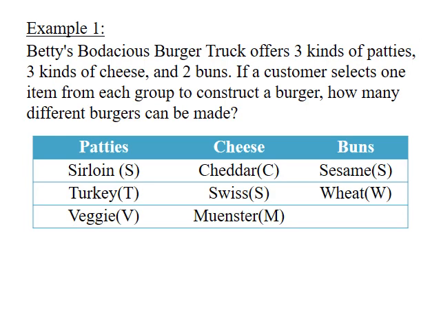Here is our first example, and it's about Betty's Bodacious Burger Truck. There are 3 different kinds of patties, illustrated here, 3 different types of cheese, illustrated here, and 2 different types of buns. All of these are the choices that you have. And we want to know how many different combinations of burgers can be made. On the next slide, I'm going to show you one way of solving this.